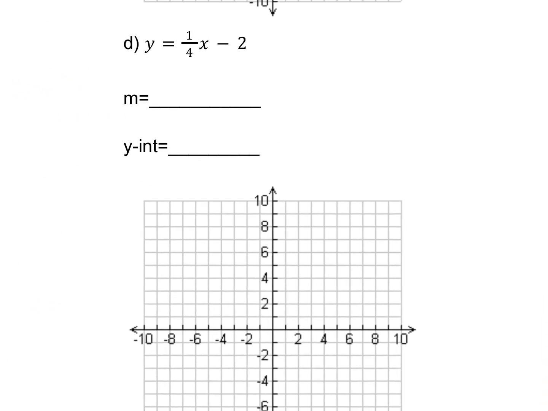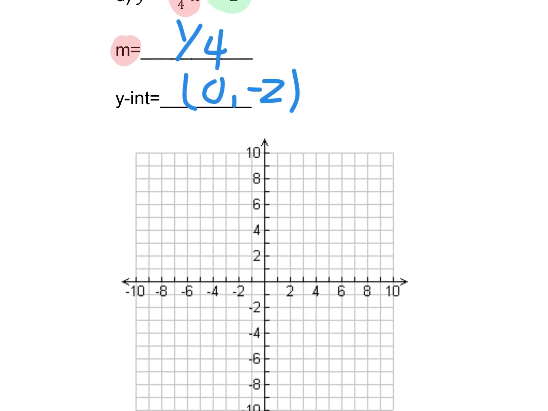Our slope, if we take a look, that number in front of x is 1/4. And our y-intercept value, well, the y value at the y-intercept is -2. So the y-intercept is 0, -2. Graphing this now, my y-intercept, 0, -2, is going to be right there. And then if I think of my slope of 1/4 as rise over run, I would go from this point up 1, right 4. So I'm going to put another point there.